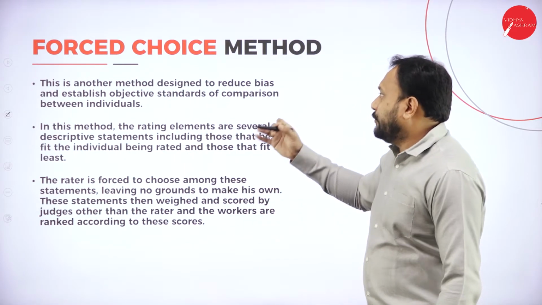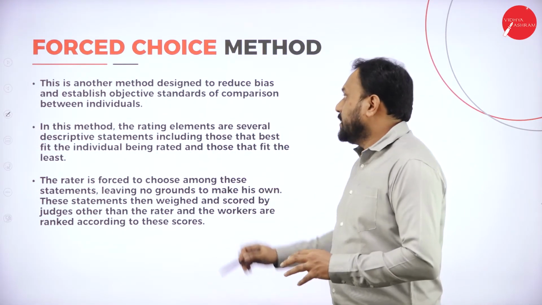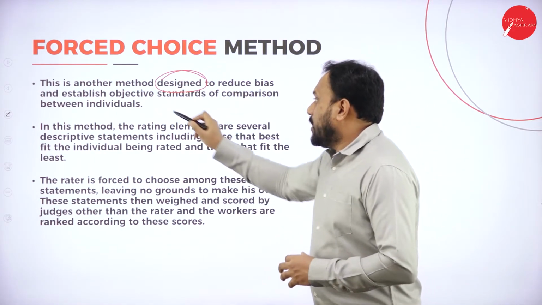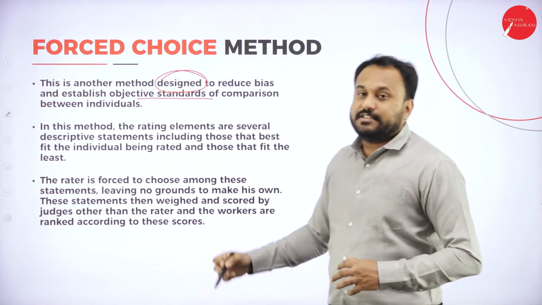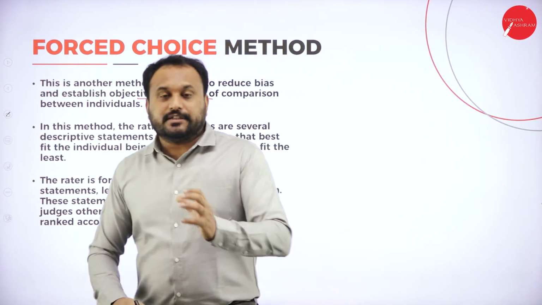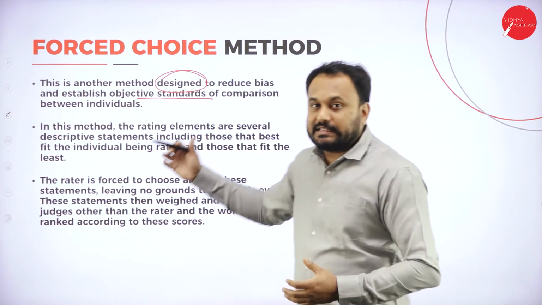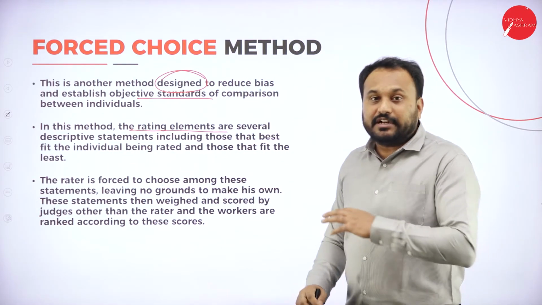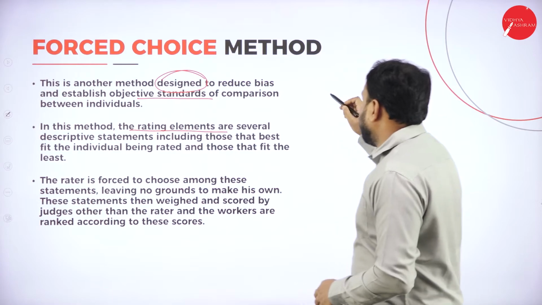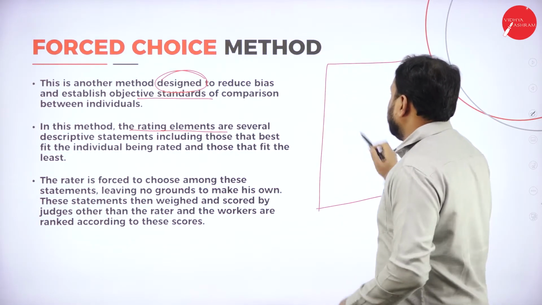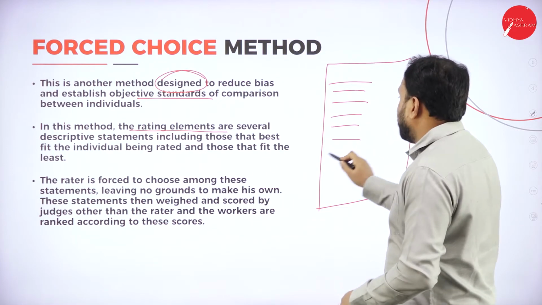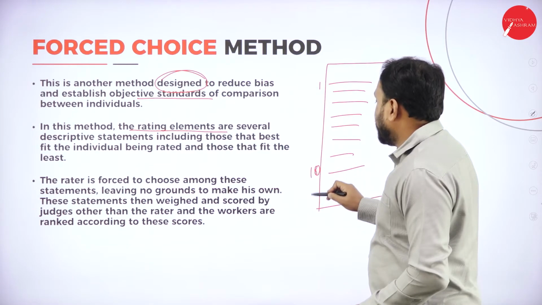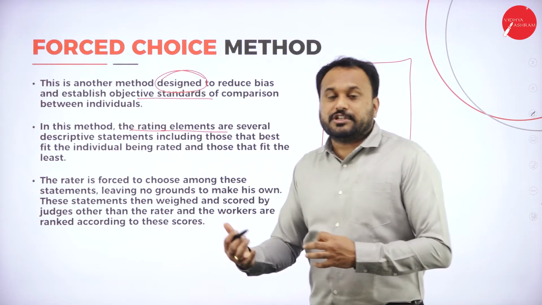Next one we have is the forced choice method. This is another method which is designed to reduce bias and establish objective standards of comparison between individuals. In this method, the rating elements are several descriptive statements. So here they had several descriptions of how the standard should be. They would have given, say, from 1 to 10.